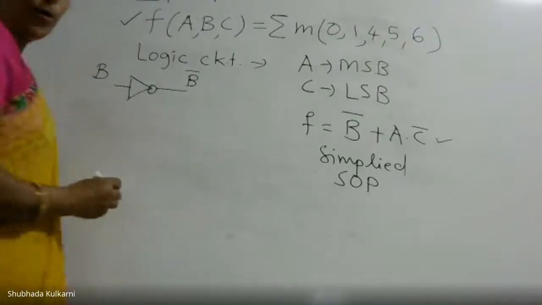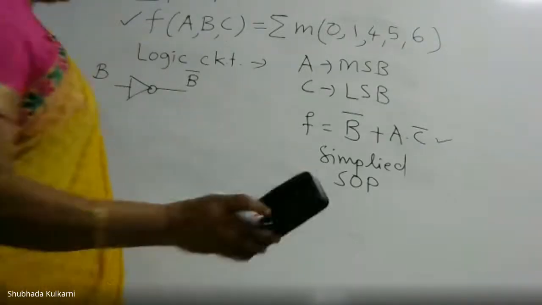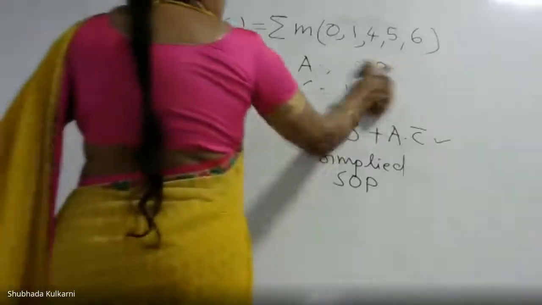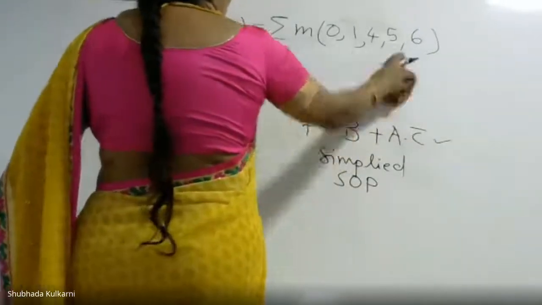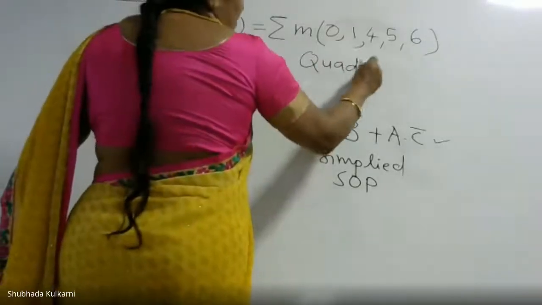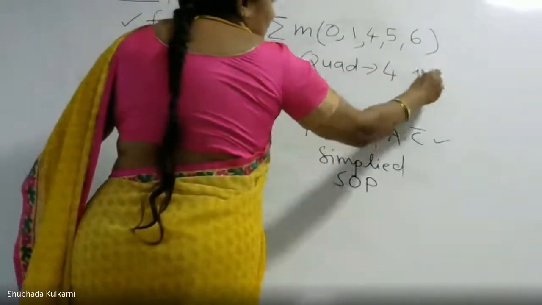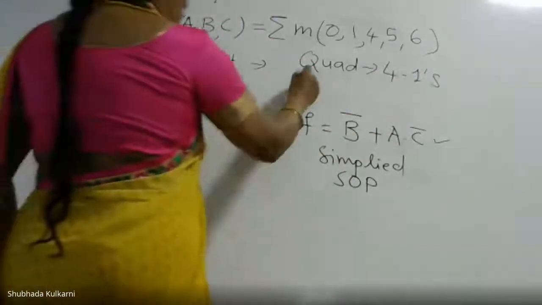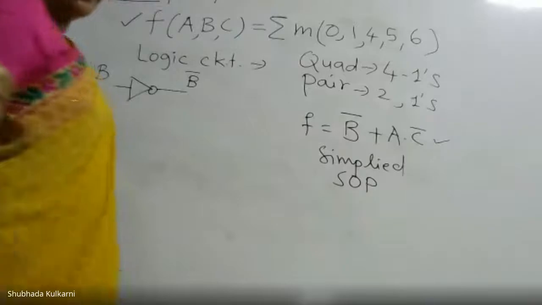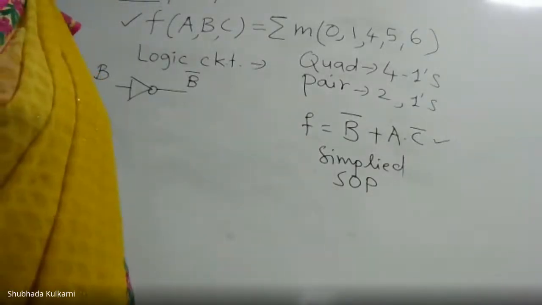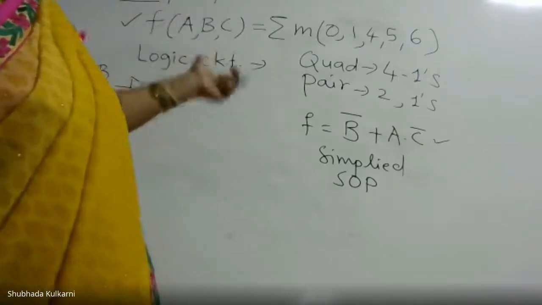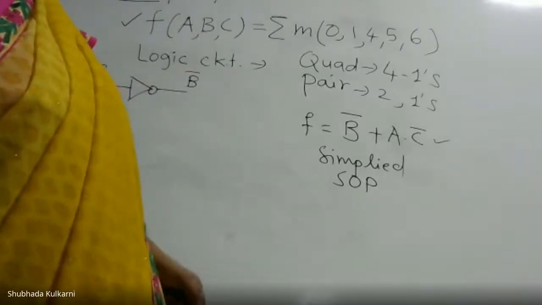The word is QUAD, Q-U-A-D. I think I wrote it earlier, no? Once again, I write it. For simplification only, one minute, I'll just tell you. QUAD is a group of 4 ones. And a pair is a group of 2 ones. An octet is a group of 8 ones. Why do you want to do a QUAD? The expression will be simplified. If you do all pairs, again you have to do step by step manually on paper to simplify to the minimum extent.